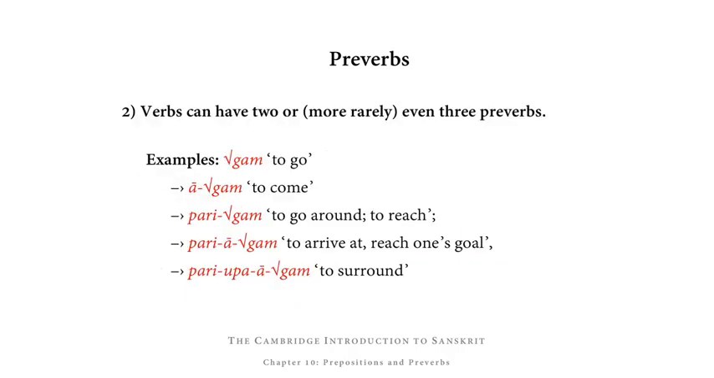Secondly, verbs can have 2 or more rarely even 3 preverbs. So for example, again, gam, to go. Āgam is to go hither, to come. Parigam would be to go around or to reach something. Pari-ā-gam would be to arrive at or to reach one's goal. Pari-upa-ā-gam, quite rare, would mean to surround something.